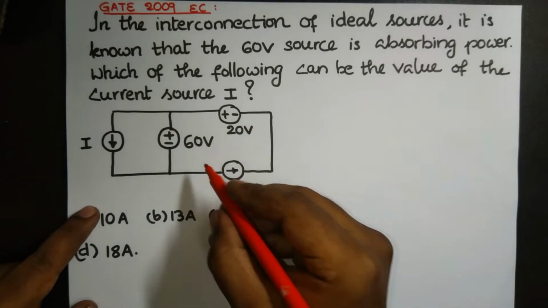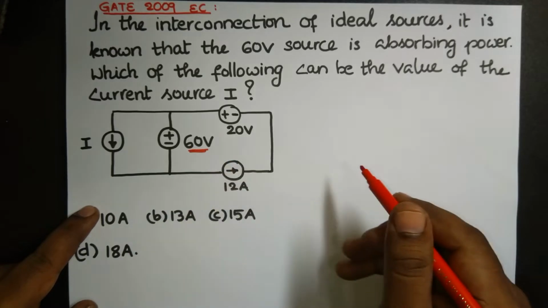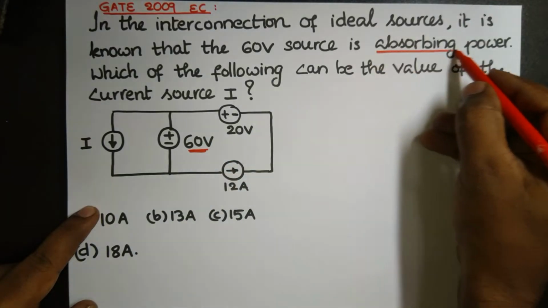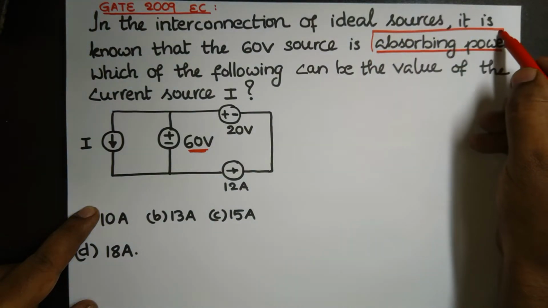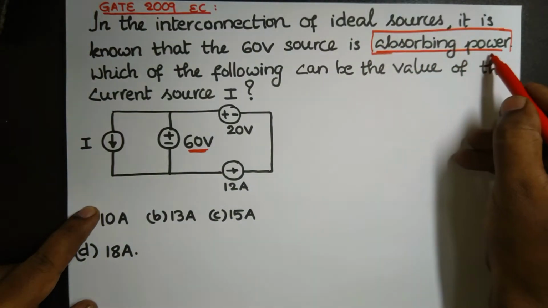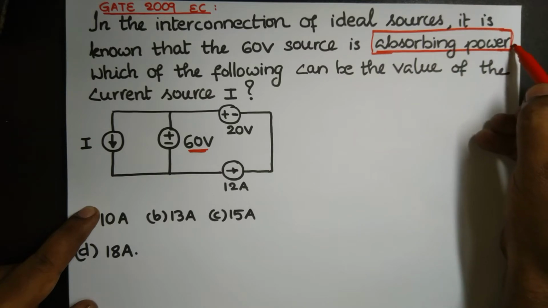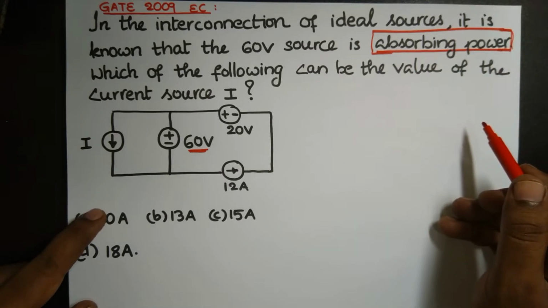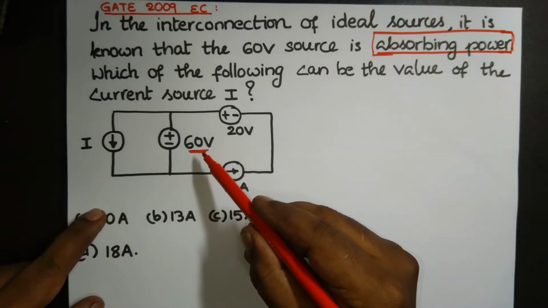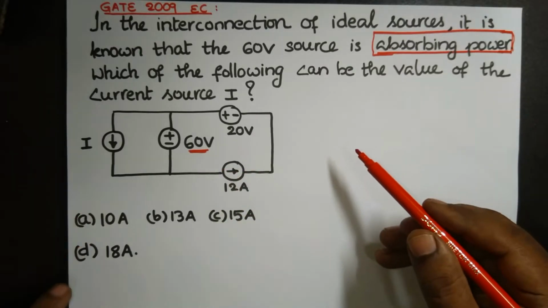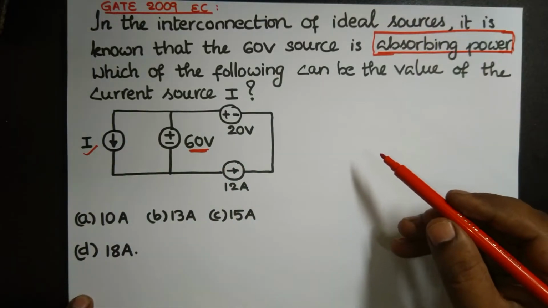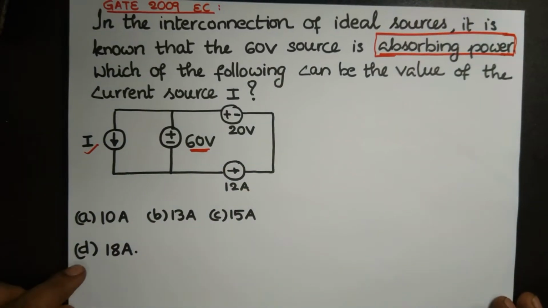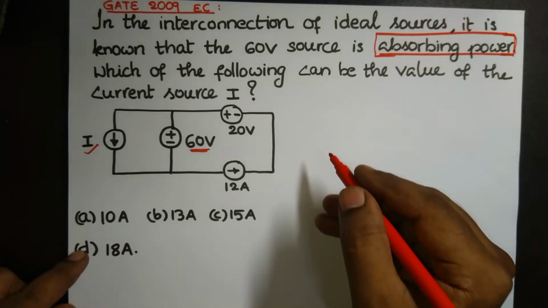Now it is known that this 60 volt source is absorbing power. So the question paper setter gave us a hint, a way to find the answer, right? So it is known that the 60 volt source is absorbing power. Now which of the following can be the value of this current source I? You have four options: 10, 13, 15, 18. What would be the correct answer for this?